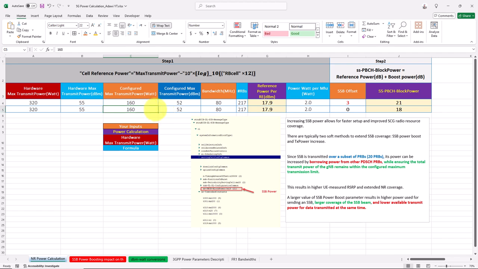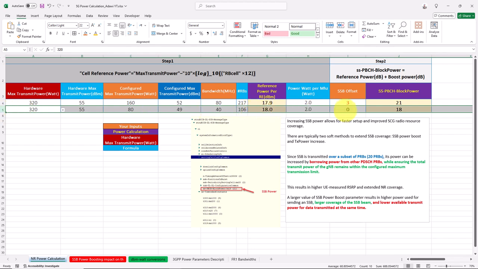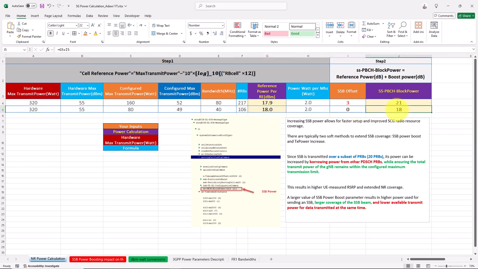So let me return this one to the previous figure, and this one here to 40 watt as an example. And at the end, for example, I'm assuming that one of the carriers is being boosted by 3 dB, as you can see. So here the calculation will be my reference power plus 3 dB. So this one will be equivalent to 21 dB, while the other one, again because there is no boosting, will be around 18 dB.